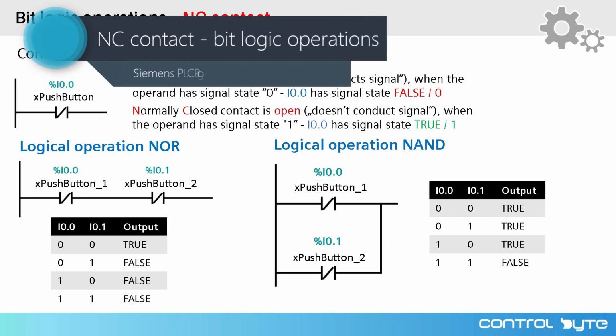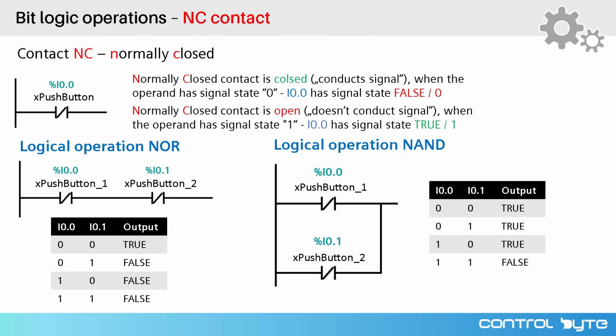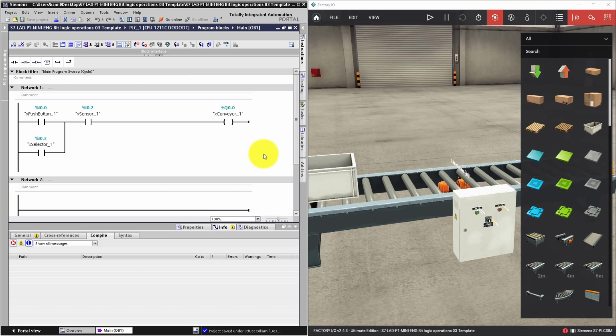In this lesson we will continue working with bit logic operations. I will show you how to use normally closed contacts in your ladder diagram. I will continue working on the same project from the previous lesson. If you want to synchronize your project with mine, you can download the template, which is attached under this video.